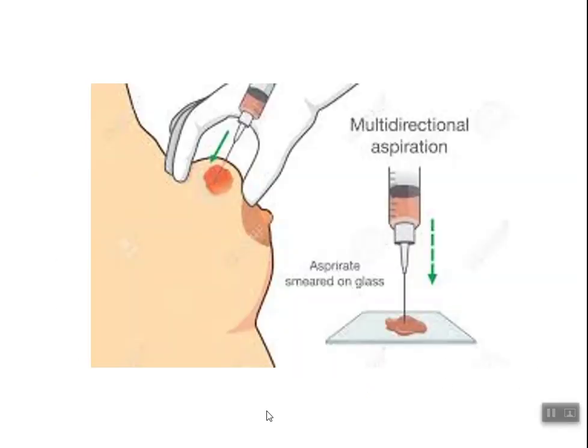This is a diagram of the multi-directional aspiration. As in the diagram we can see that this cyst has been aspirated with the help of a syringe and needle, and the fluid has been collected for the diagnostic purpose of the test.